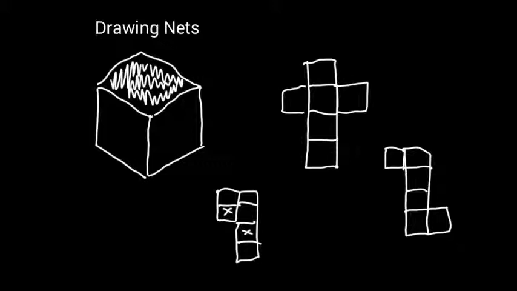So make sure when you're looking at these, you're looking at how to fold this up in order to form that shape. If sides overlap or there's a side missing, it's not the net of that figure.